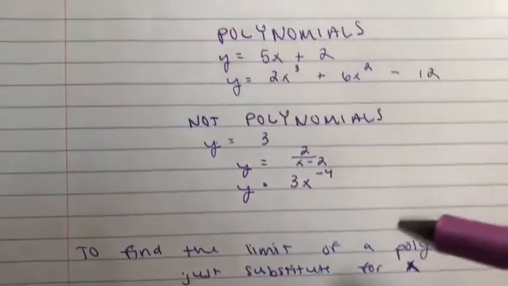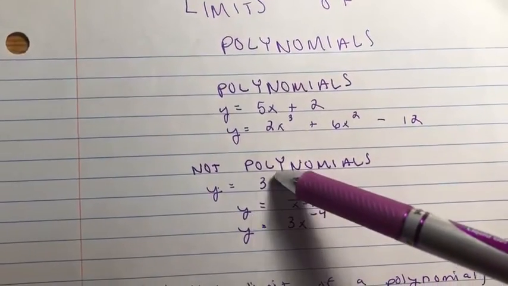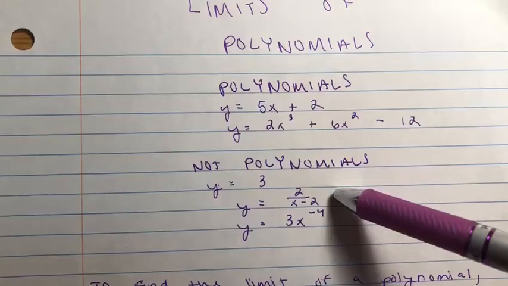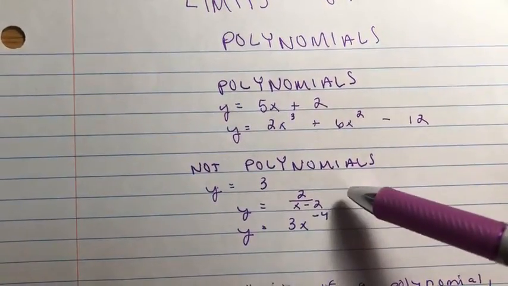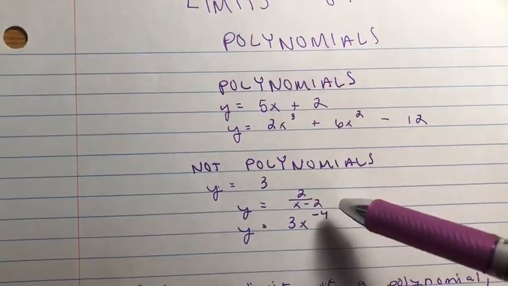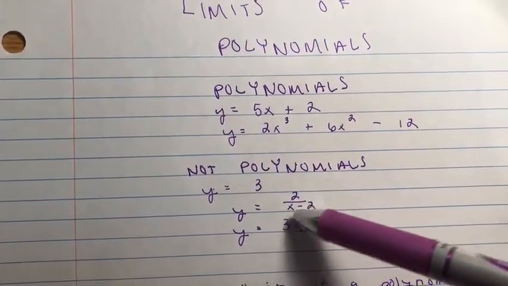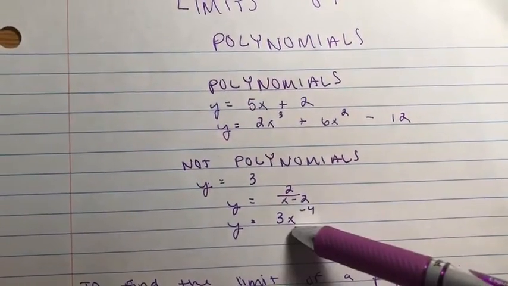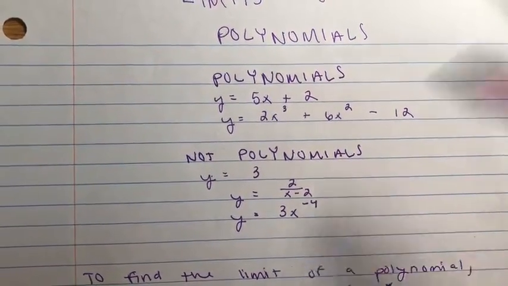So here, these would not be classified as polynomials. This one would not because there's only one number here, y equals 3. This one would not be a polynomial because here you will be dividing by a variable, because as we know, fractions also mean division. So you're dividing by x, since x is in the denominator, that we cannot have in a polynomial. And then here, this one's not a polynomial because our exponent is negative.